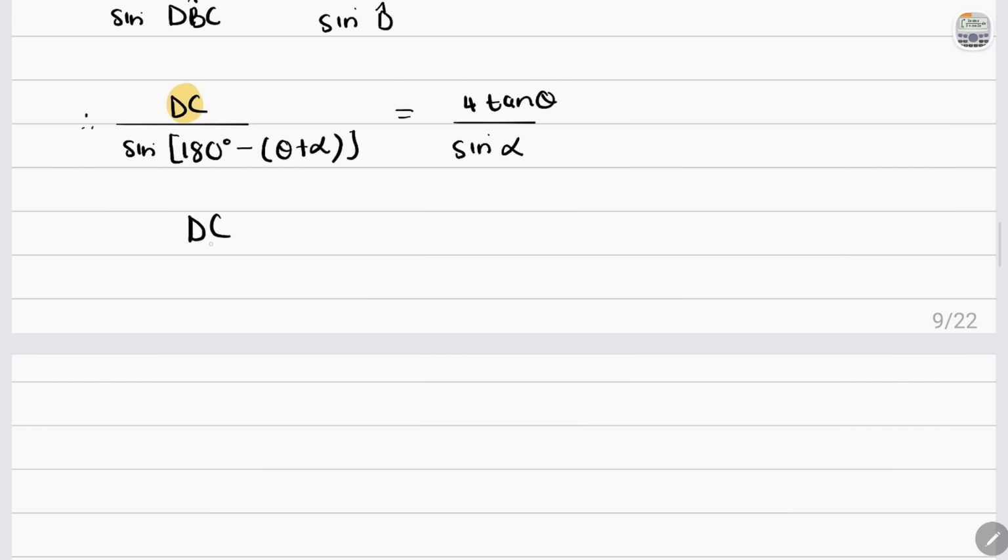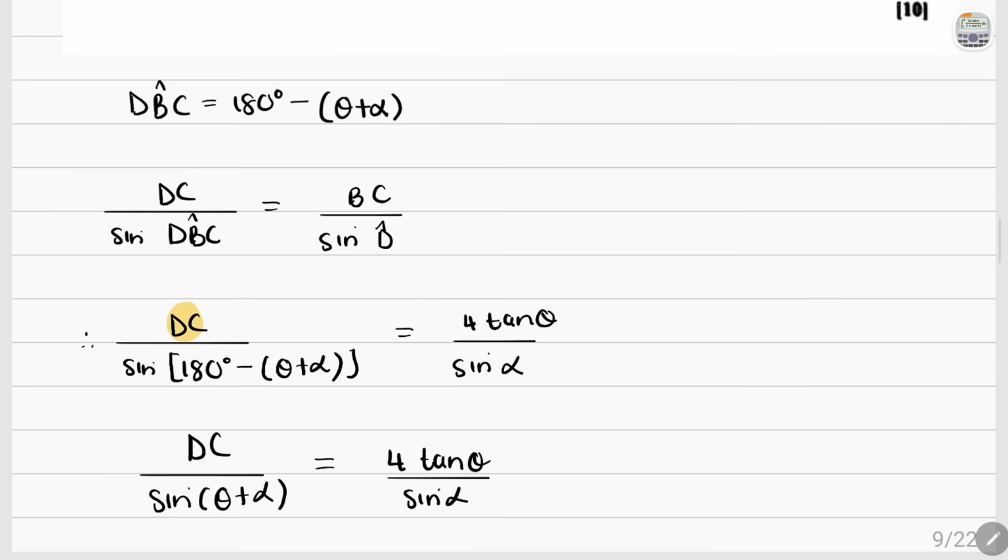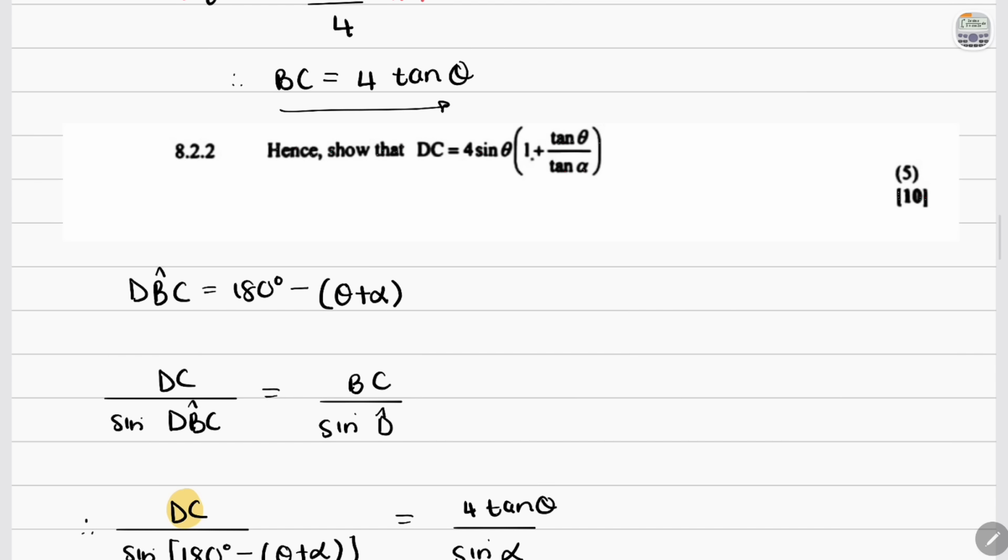So we have DC over, and you see how this is sine of 180 degrees minus an angle. In the same way, if this was sine of 180 degrees minus A, this would be reduced to sine A, because 180 degrees minus A is in sine's quadrant. It's positive there. So in the same way, this would just be reduced to sine of theta plus alpha, is equal to 4 tan theta over sine alpha. Here, I wouldn't try to change the tan theta, because you see, they have tan theta, so let's leave that.